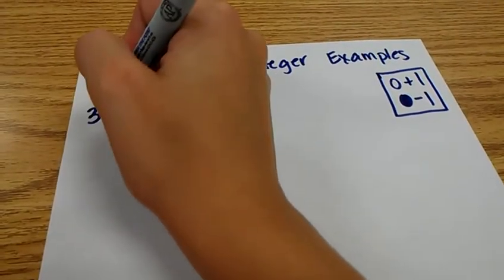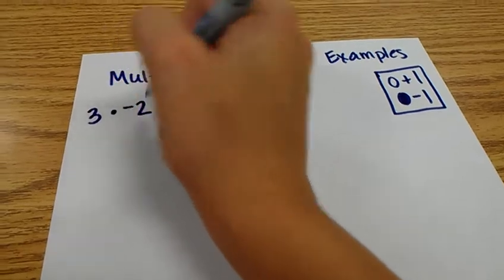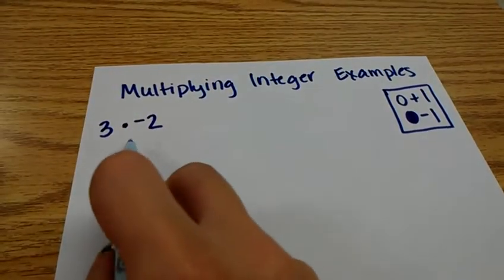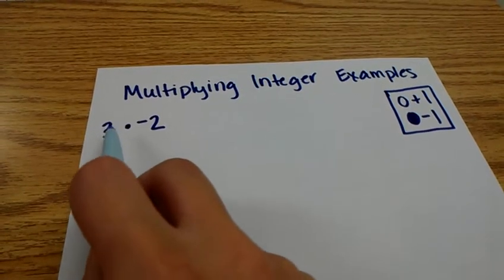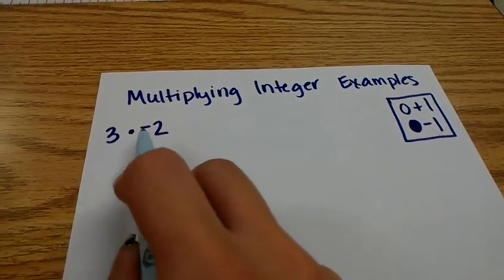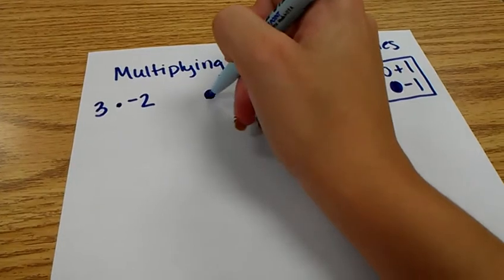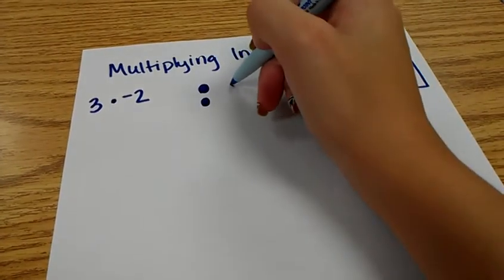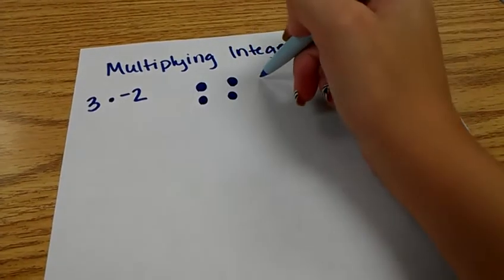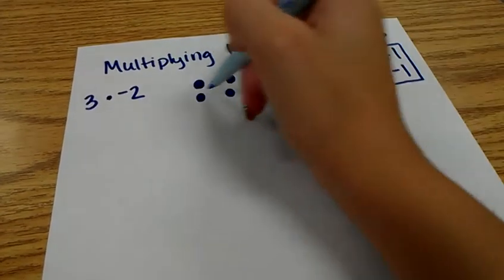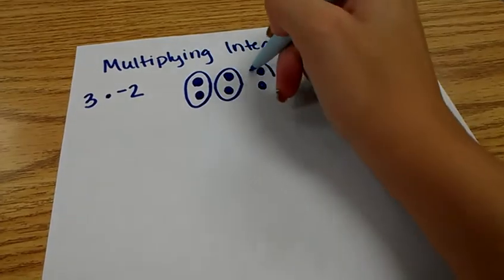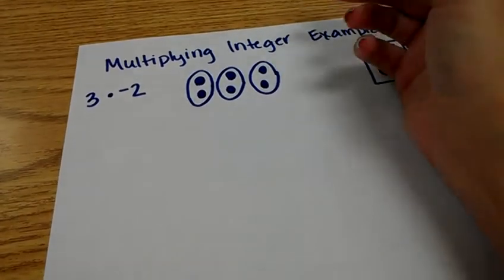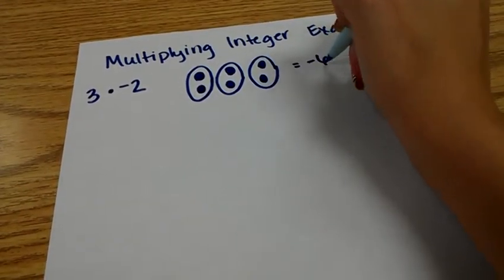So our first example is going to be 3 times -2. When you read this problem, it's 3 groups of -2. So I'm going to need 3 groupings of -2 chips. So I've got -2, -2, and -2. And that is broken up into 3 separate groups. So the total number of chips I have is -6.